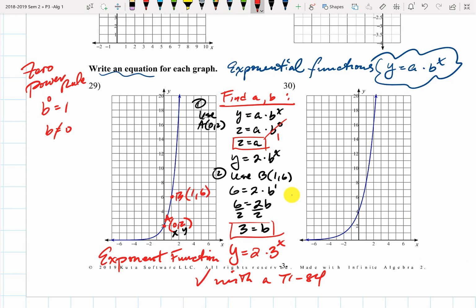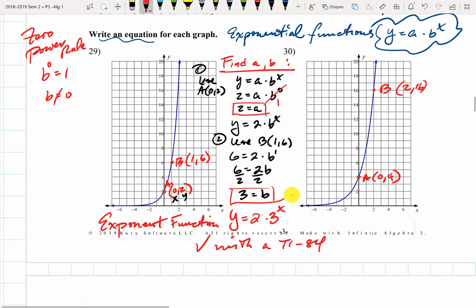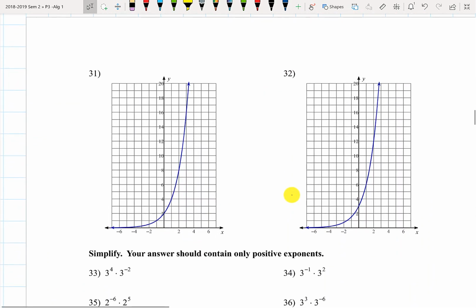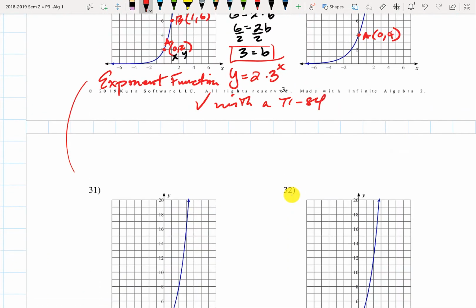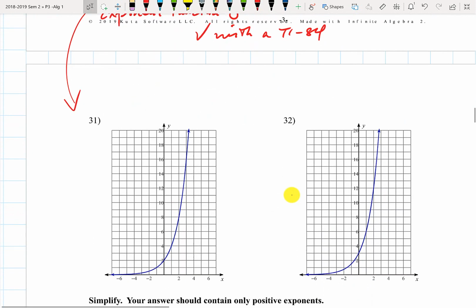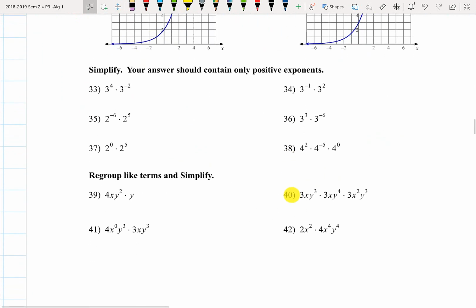Okay, now on this one here, same idea. A is at (0, 4), point B is right up here at (2, 16). So you guys can work on this one and check the answers in the back. Find A first using the first point, find B using the second point. It's not that hard. And again, do that also here too. These are the same type, so you get some practice.